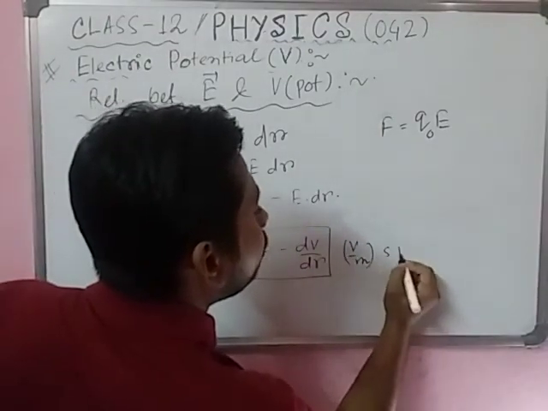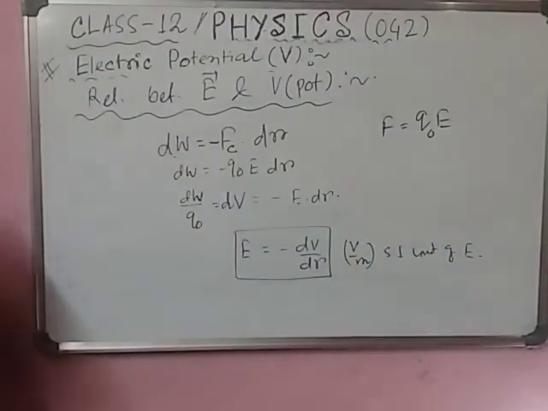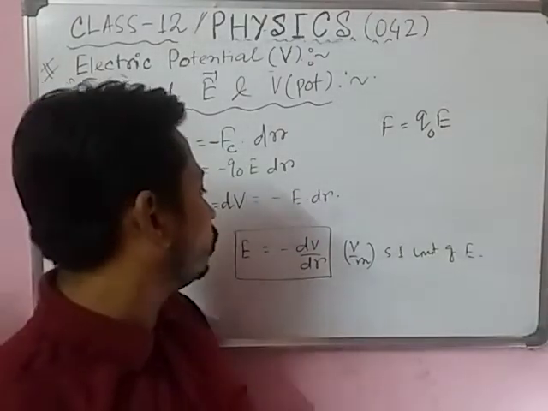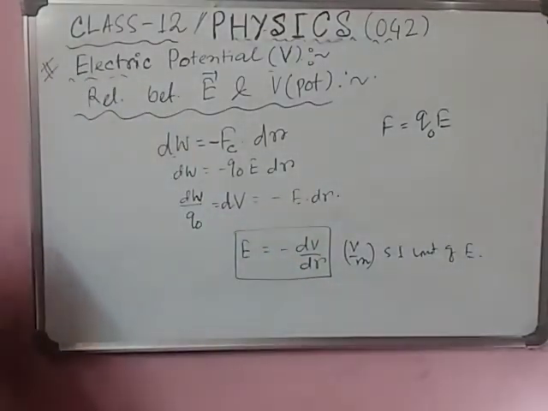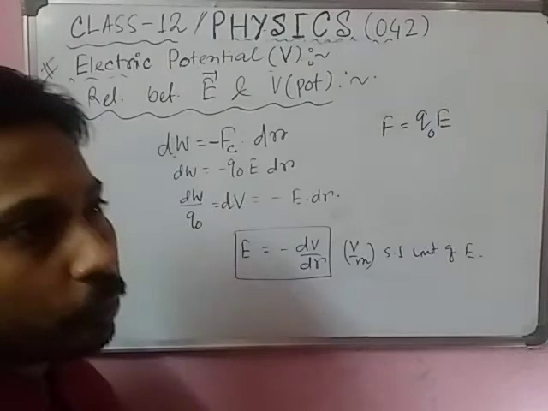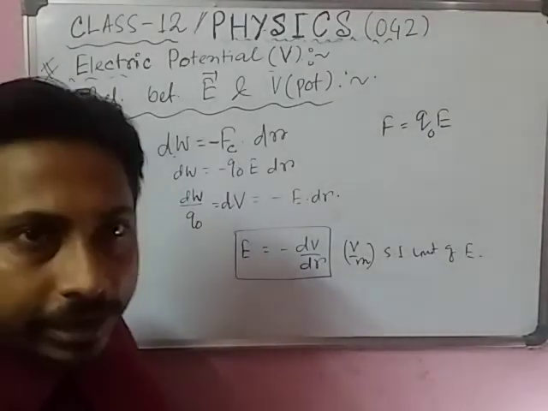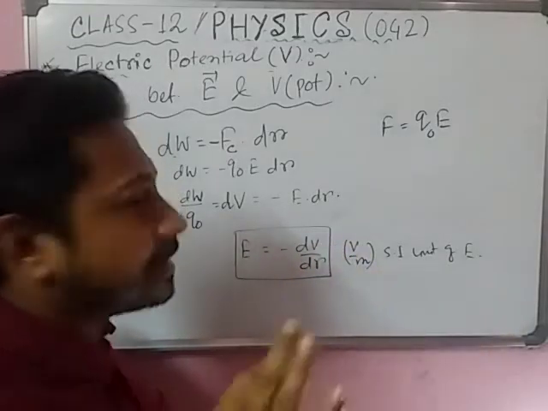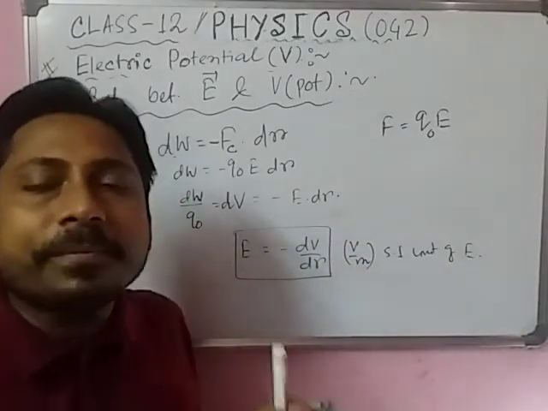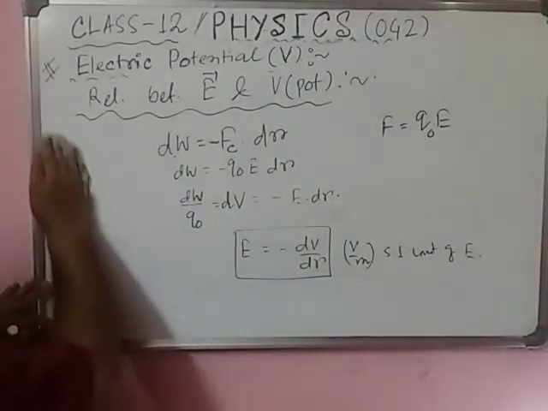So the SI unit of electric field is volt per meter. dV by dr. Okay, this E equal to minus dV by dr. So you can write the negative gradient of potential, right? Negative gradient of potential is called electric field. Okay.